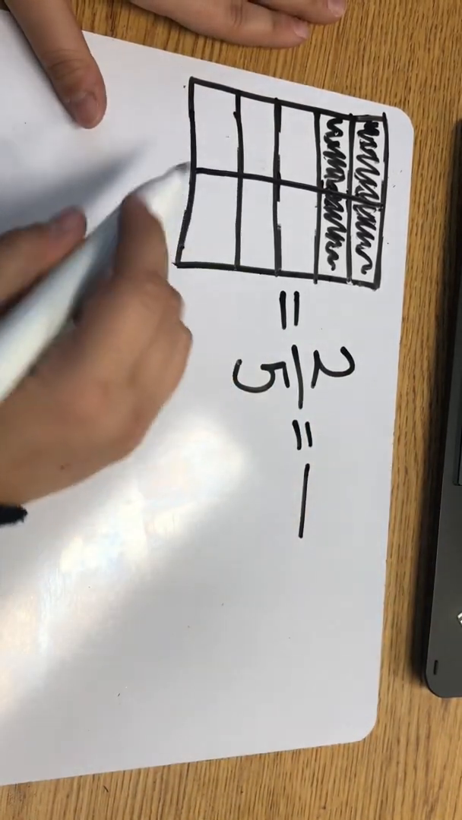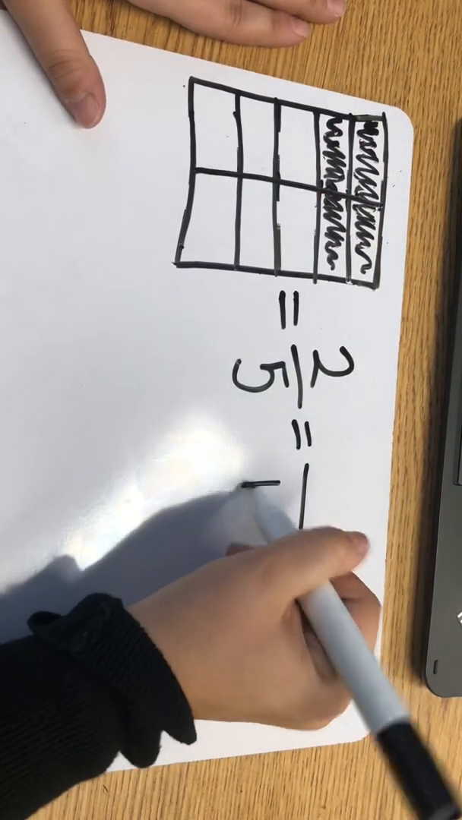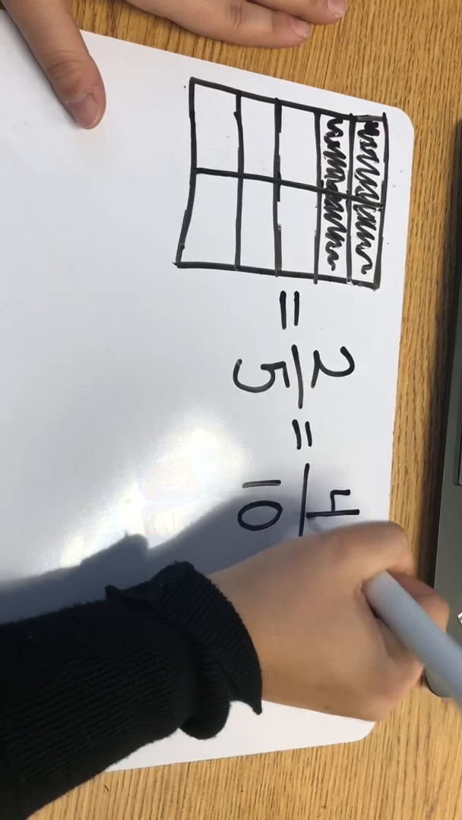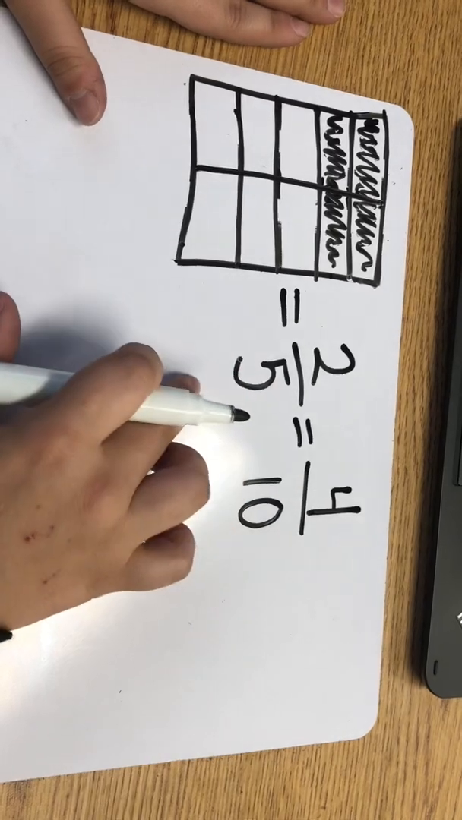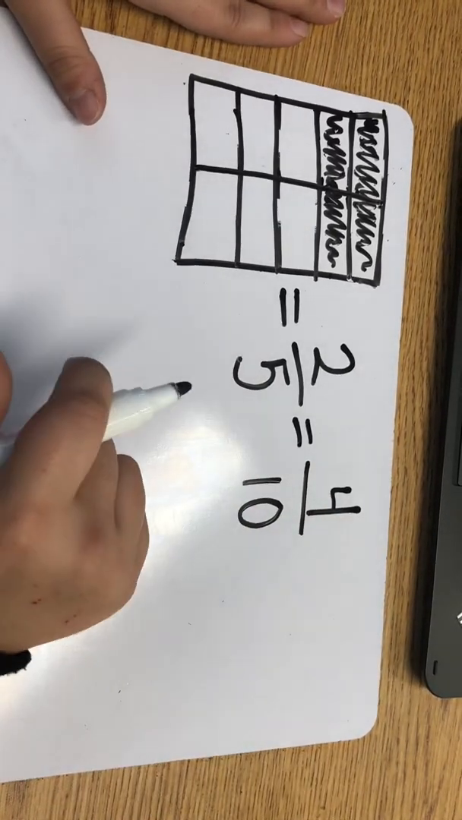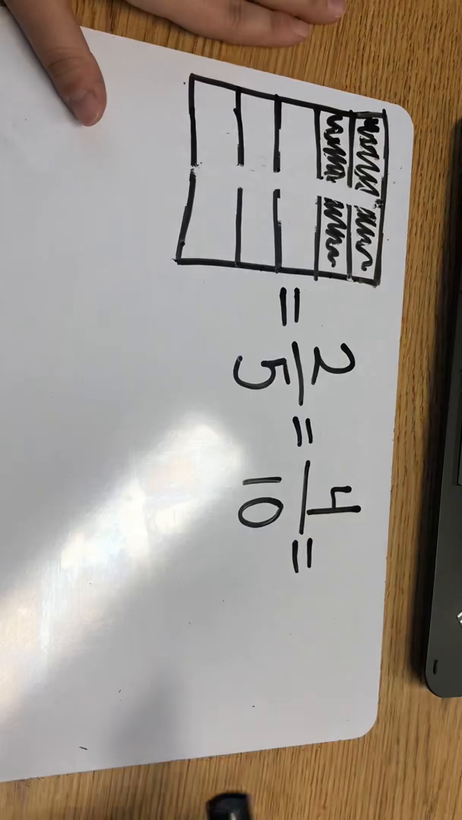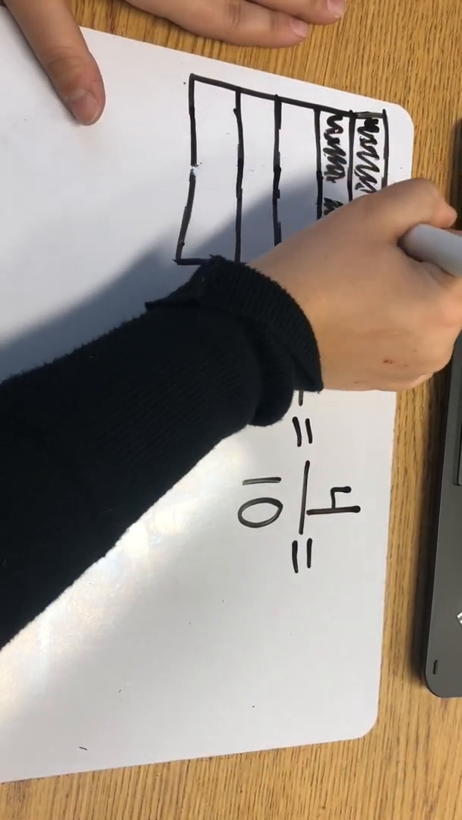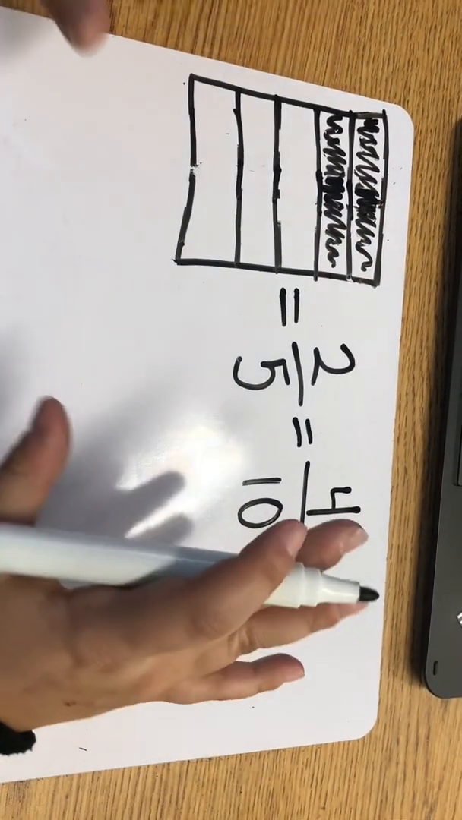So now I have 1, 2, 3, 4, 5, 6, 7, 8, 9, 10 pieces, 10 total pieces, and 1, 2, 3, 4 are colored in, which gives me 4/10. This tells me that 2/5 is equal to 4/10. I can even take it a step further and draw more lines, but I'm going to go ahead and erase this line because whenever I'm dealing with fractions, I'm dealing with equal size pieces. Okay, so in order to make this accurate, I need to make sure that my pieces are as equally sized as possible.